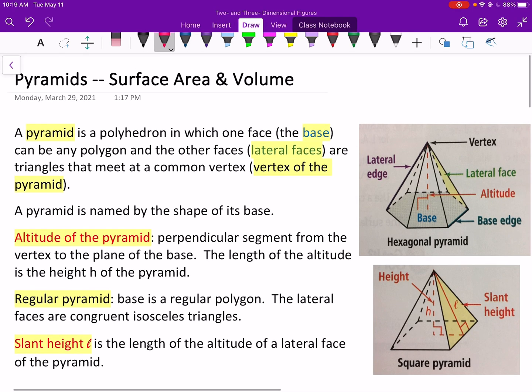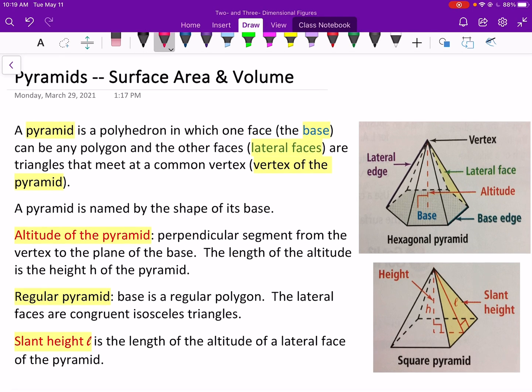All right, let's look at pyramids. We've already talked about prisms, and then we talked about cylinders. Today it's all about pyramids. There's quite a bit of vocabulary here. I'm going to read what it says, but I want you to pay attention to the picture.